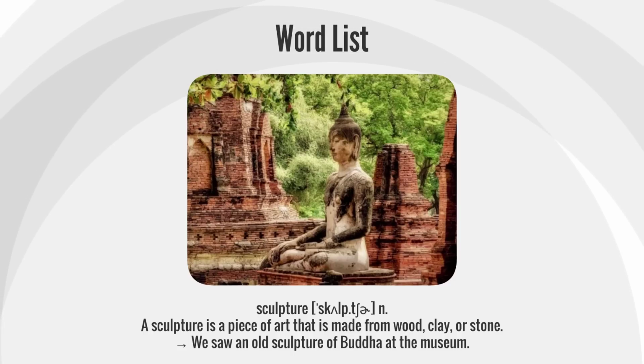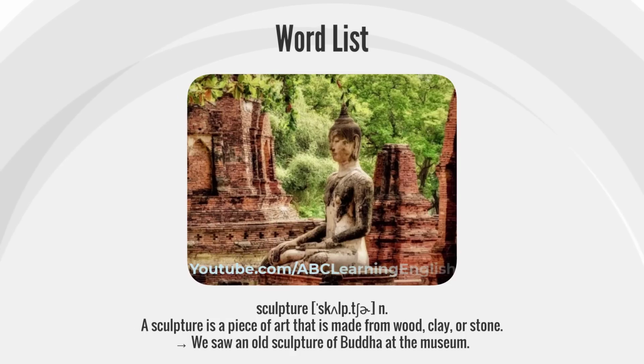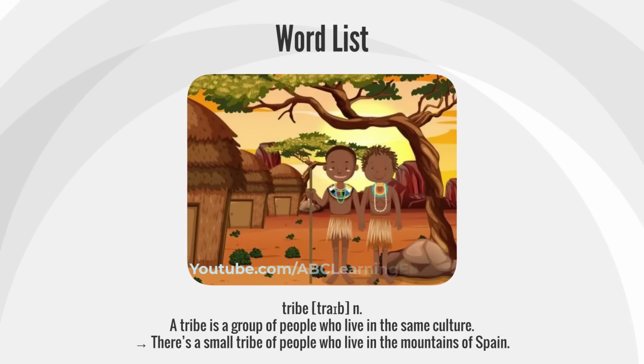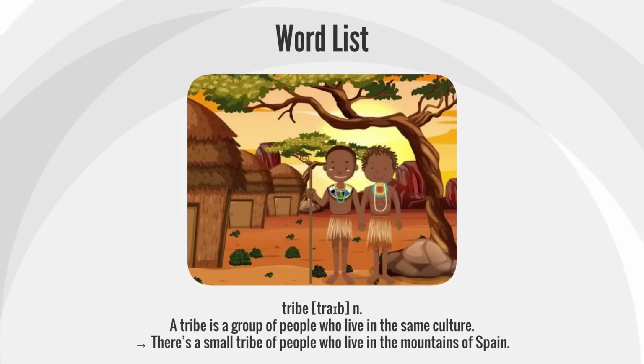Sculpture. A sculpture is a piece of art that is made from wood, clay, or stone. We saw an old sculpture of Buddha at the museum. Tribe. A tribe is a group of people who live in the same culture. There's a small tribe of people who live in the mountains of Spain.